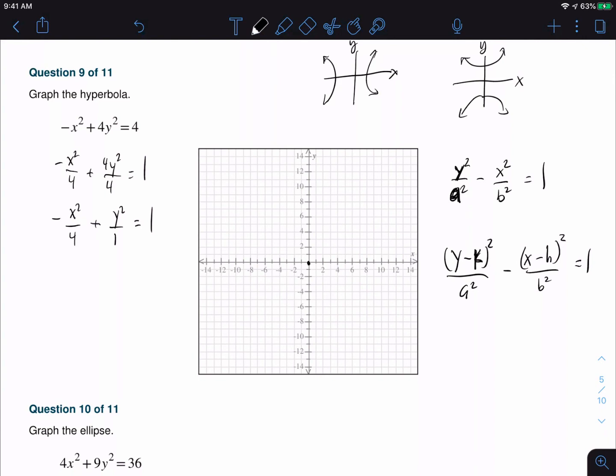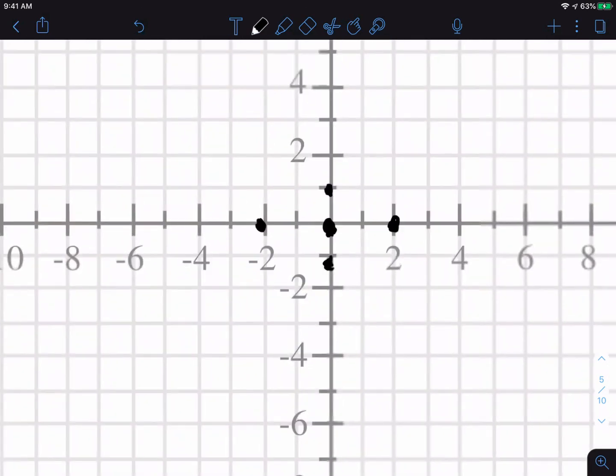Okay? But the a and the b give us some very vital information. And here's the vital information. My y is going to tell me to make points 1 above and 1 below, and my x is going to tell me to make points 2 to the right and 2 to the left of the center. Now I'm going to blow it up because I want you guys to be able to see this. And then what I need to do is make a box, right? I'm sure you guys saw this on Alex, but this is how the box is made.